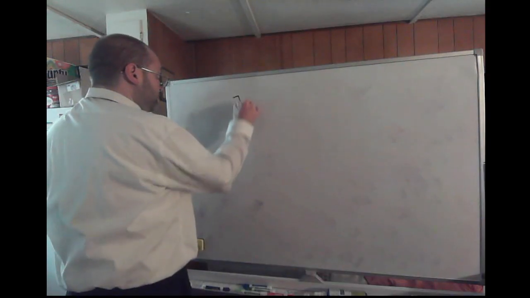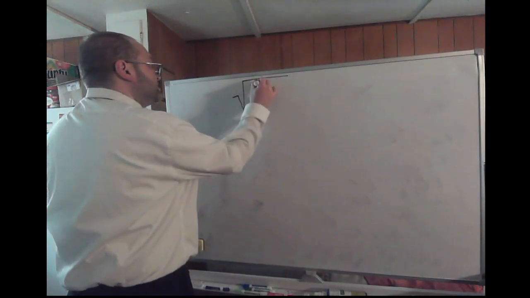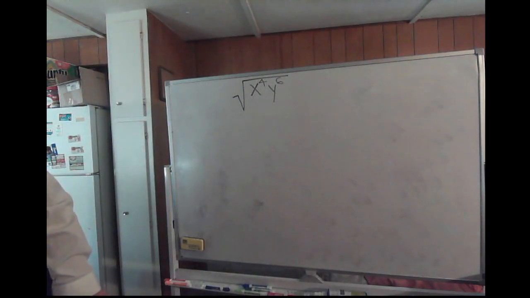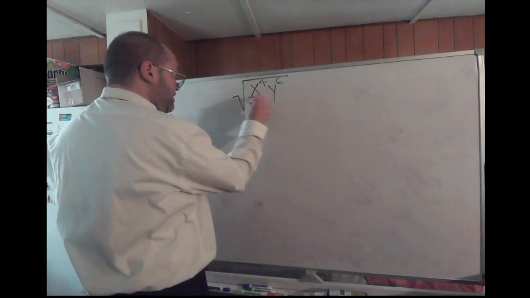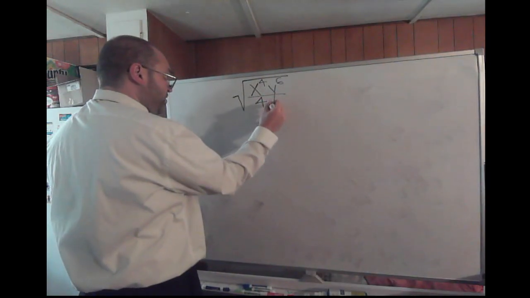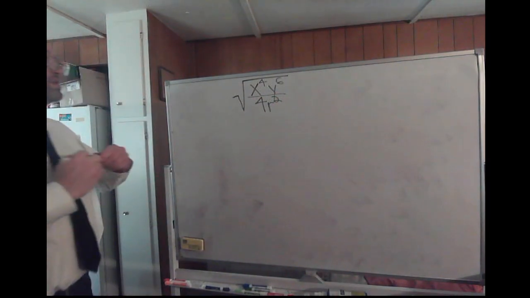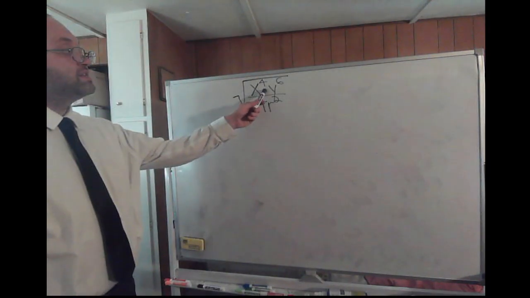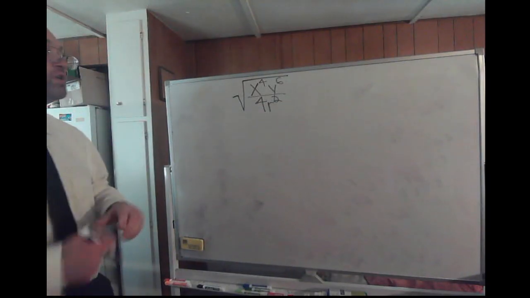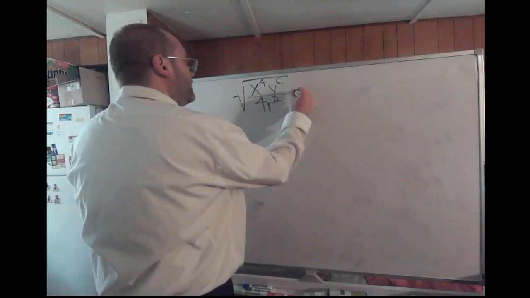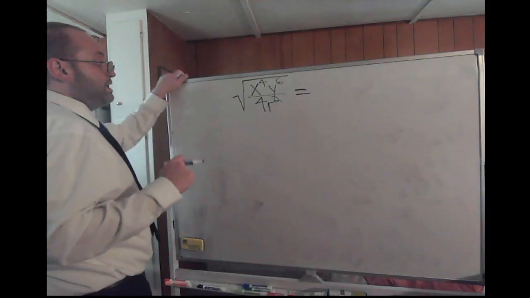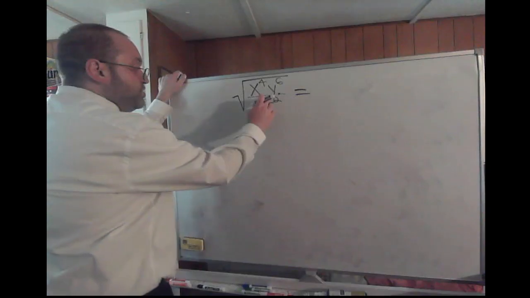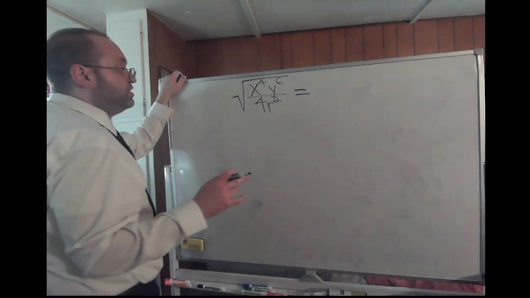Here's an interesting one. Square root of x to the 4th, y to the 6th over 4r squared. So now all of a sudden we have division going on in the square root. So we have the square root of x to the 4th, y to the 6th over 4r squared. Well, this does separate, okay? Just like with multiplication, you can separate your square roots in division also.